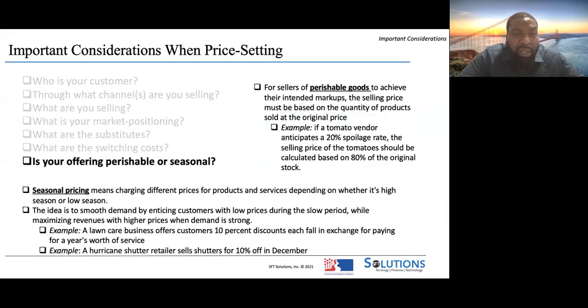The last thing you really want to consider is whether the good is perishable or seasonal. Obviously, the goal is to sell all of whatever product that is before it expires or it goes bad. So you have to take that into account. Obviously, that's why milk is a little bit cheaper right before it's about to expire.